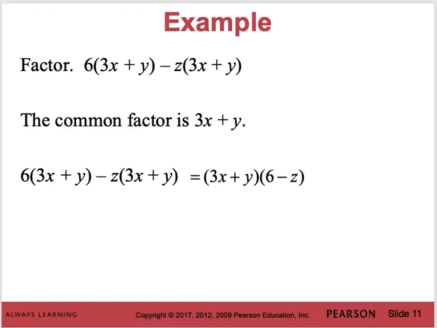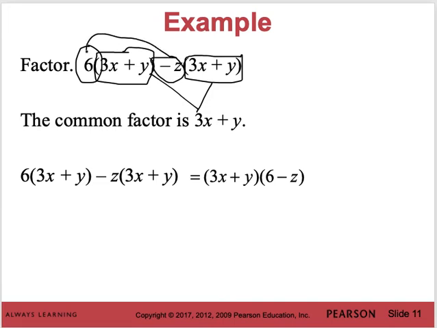This is one that looks just a little bit different. Here to factor, we have a product on the left and we're subtracting another product that is on the right. So what would be our common factor? Well, both of these are being multiplied by 3x plus y. So that's our common factor. So if we take that out, what remains? We're left with 6, and we're left with a negative z.